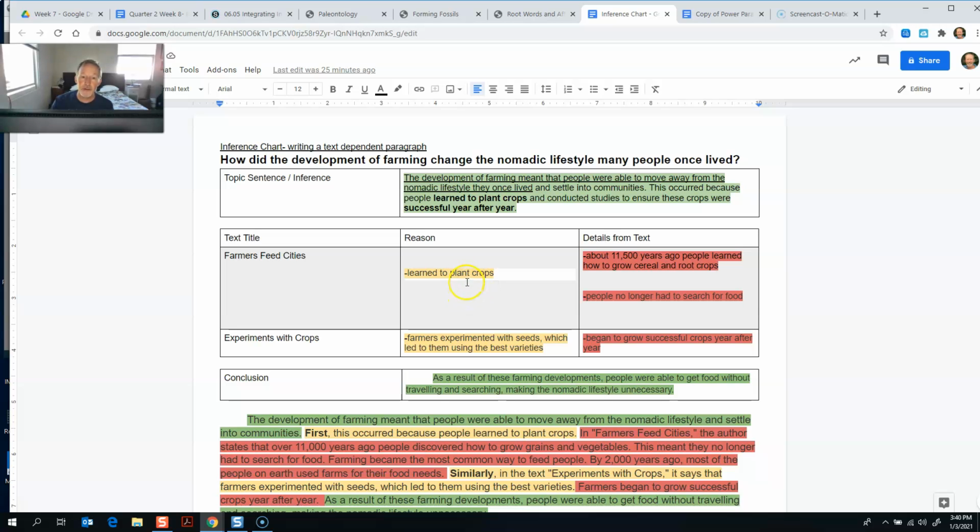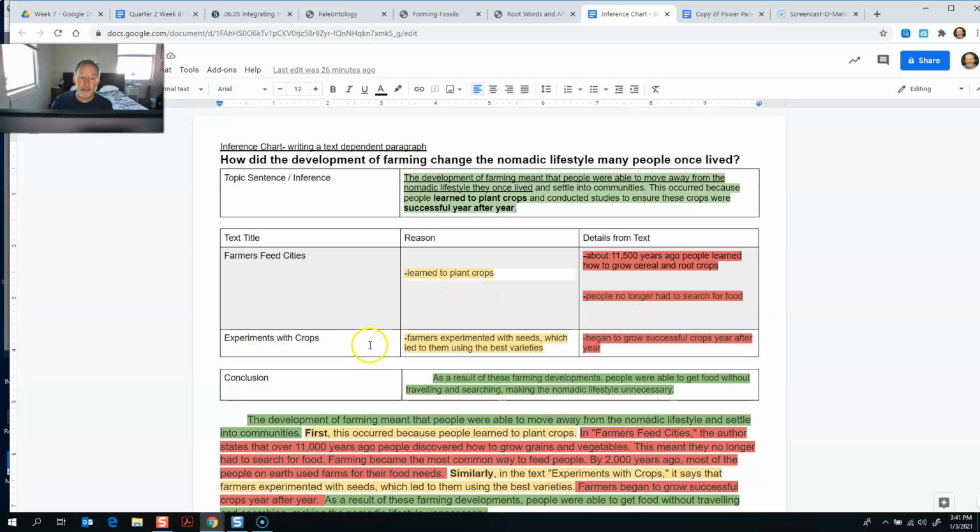Then I found details within the text to support this reason. The only thing I'm going to focus on is how they learned to plant crops. I found that 11,500 years ago people learned to grow cereal and root crops, like wheat and things like that. And then people no longer had to search for food. Since they had crops, it's kind of like, hey, I got a grocery store right here. Why do I have to move? So they no longer had to search for food. Now, I didn't just make that up out of my head. I found it in the text.